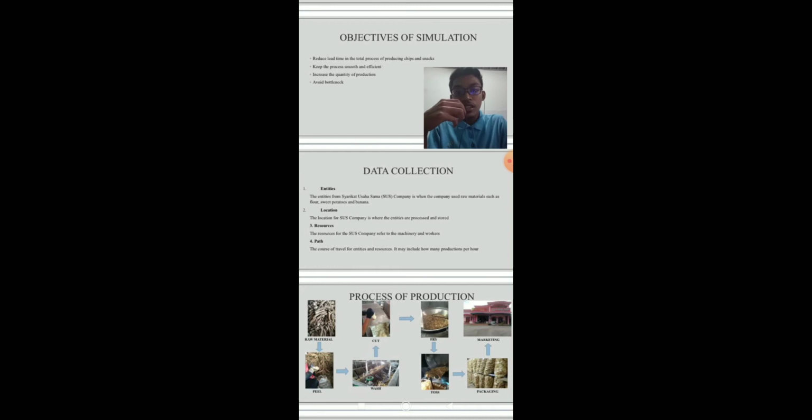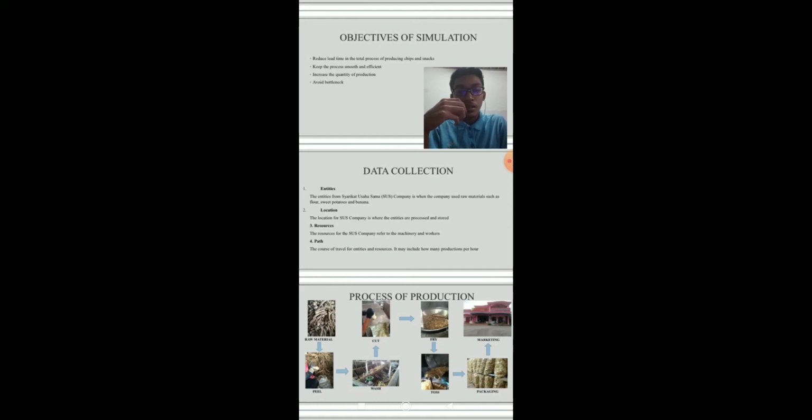Next, for the process of production, first is raw material. The raw material is tapioca. It needs 5 tons of tapioca per day to prepare and go for the process.